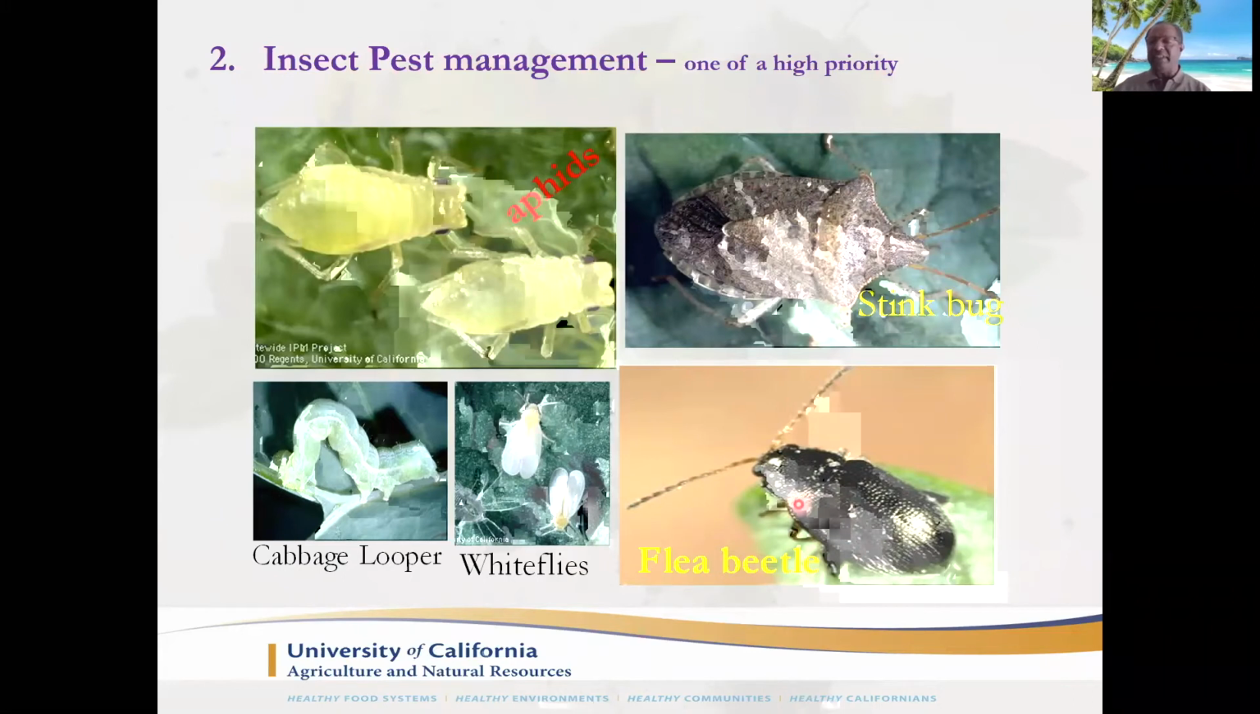Flea beetles, okay? Those are types of pests that actually feed on vegetables at an early stage. They are not restricted to vegetables. They can damage any crop as well, for all of those.